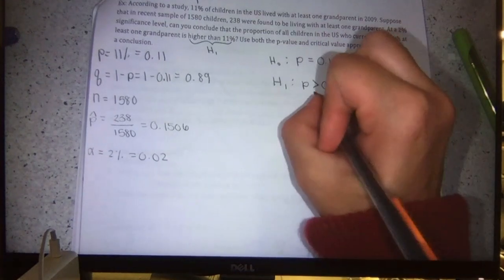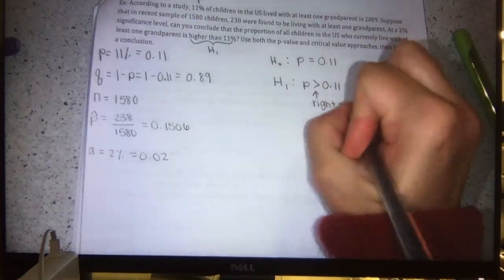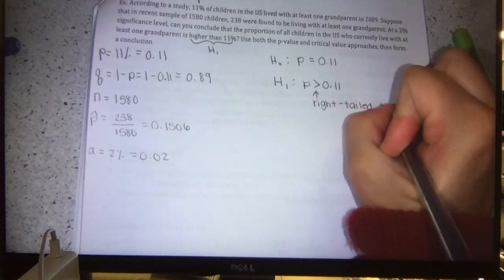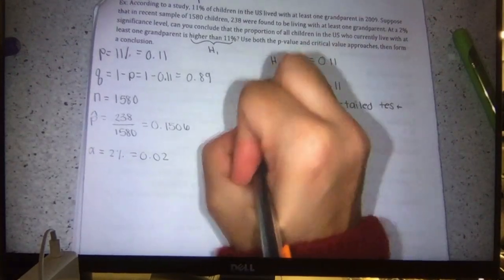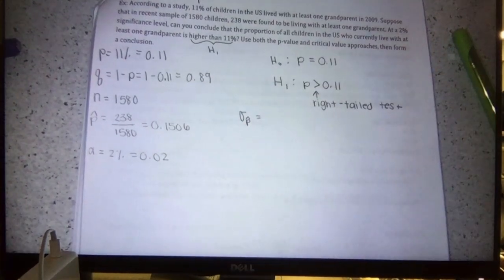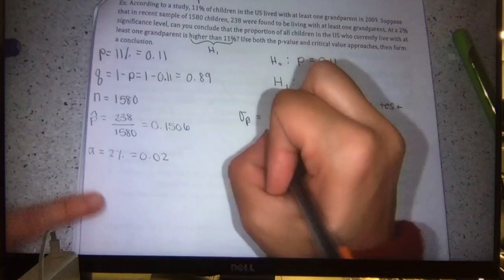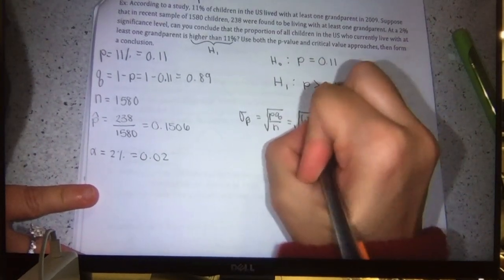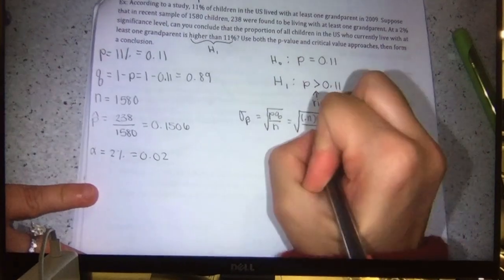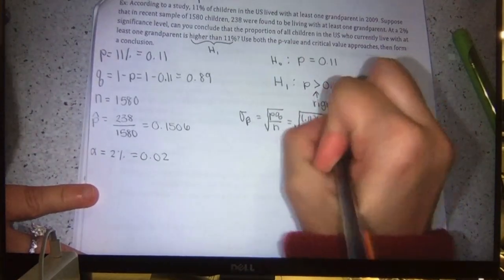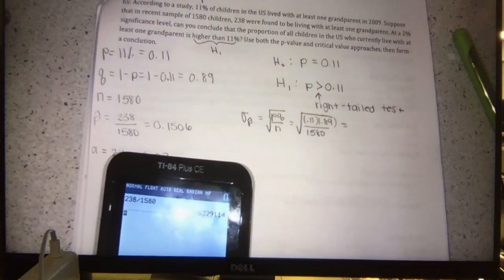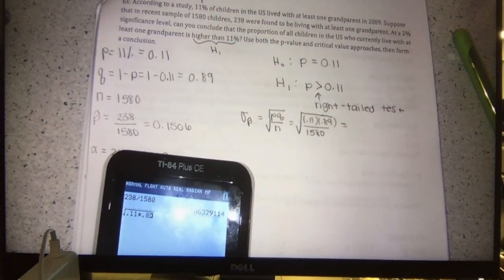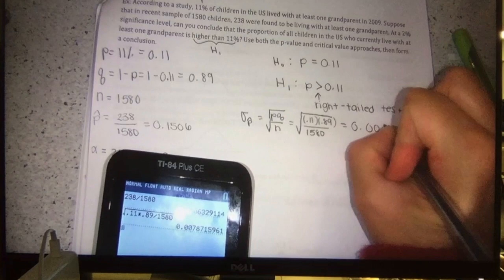Looking at this, we know it's going to be a right tail test. We know we need to find our sampling distribution standard deviation, which is the square root of p times q over n. So the square root of 0.11 times 0.89 all over 1580. Square root 0.11 times 0.89 divided by 1580. That will give us 0.00787.